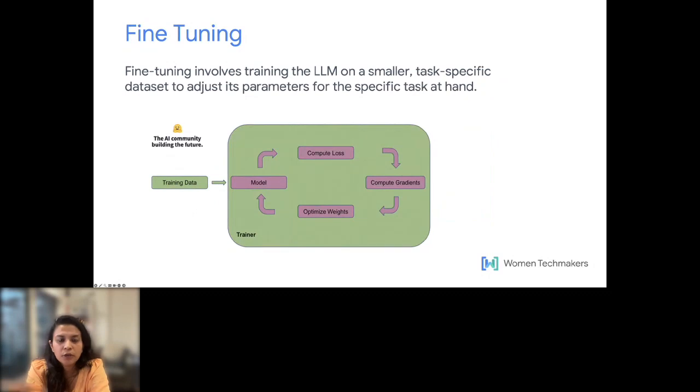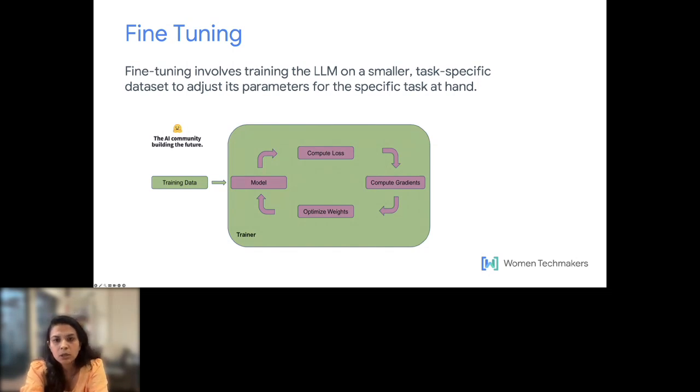All right. So, moving on to fine tuning. What is fine tuning? Fine tuning involves training the LLM on a smaller task specific data set to adjust its parameters for a specific task at hand. So if you see the example over here, if you want to fine tune an LLM, the first step is to figure out which model we want to fine tune and also the fine tuning parameters. Then we aggregate some training data. We feed the training data to the model and then we compute loss.